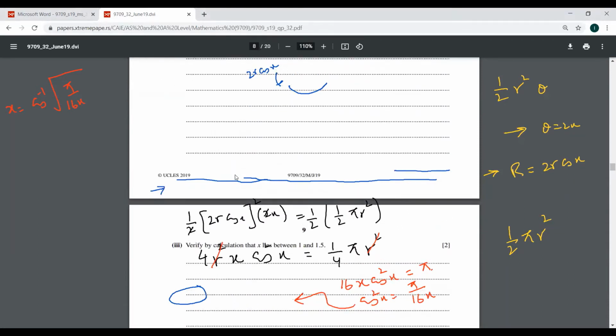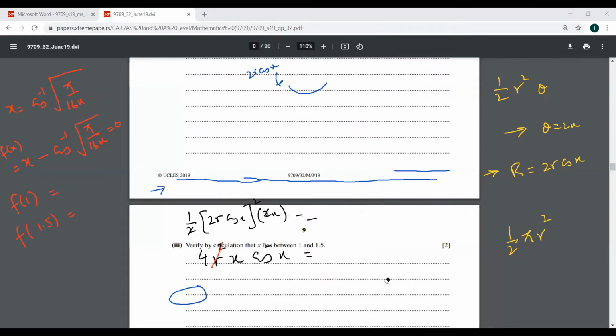You can use any of these forms here. You can use this as it is, or if you want, you can use this cos. Let me use this as it is here. So my equation is now x minus cos inverse of this pi by 16x, and that is equal to 0. And you have to name this as f of x. So guys, keep your calculators in radians. You find f of 1 and then you find f of 1.5. There should be a difference of sign in these values, okay? Please do that.